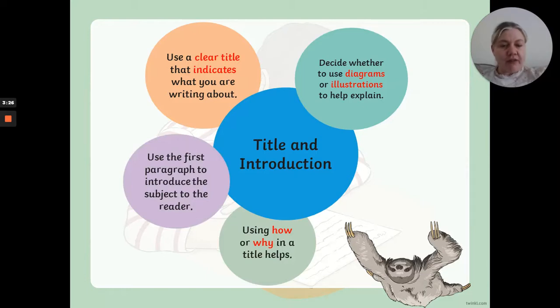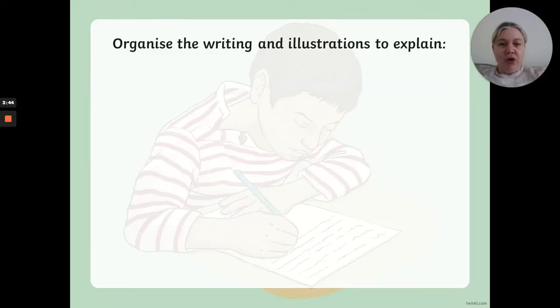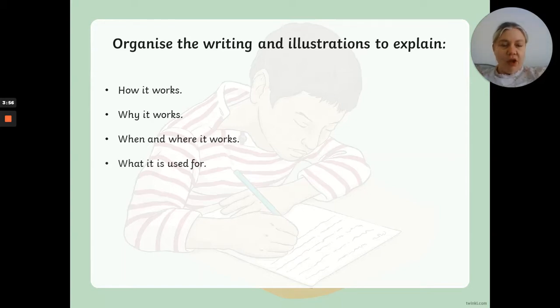And use the first paragraph to introduce the subject to the reader. Try to make the title intriguing. So for example, why do sloths hang about? It makes the person want to read on. So organise the writing and illustrations to explain how it works, why something works, when and where it works, and what it is used for. And these will be clear from the paragraphs that you're using in your explanation.